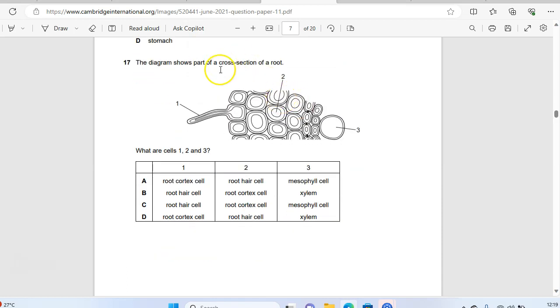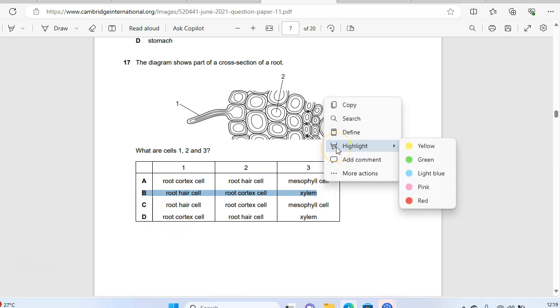Question number 17 here. The diagram shows part of a cross section of a root. What are the cells 1, 2, and 3? 1 is the root hair cell here. 2 is the root cortex cell. 3 is the xylem. So root hair, root cortex, and xylem.